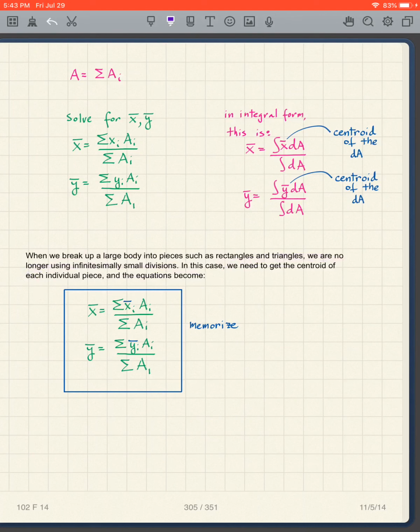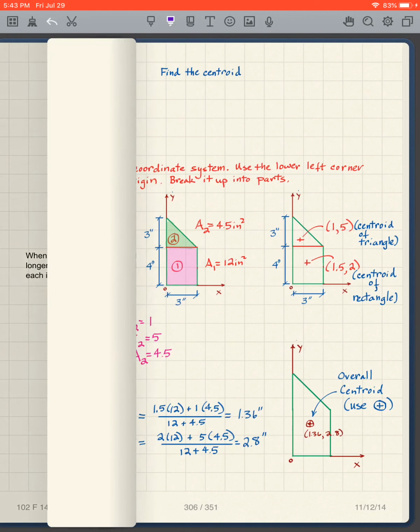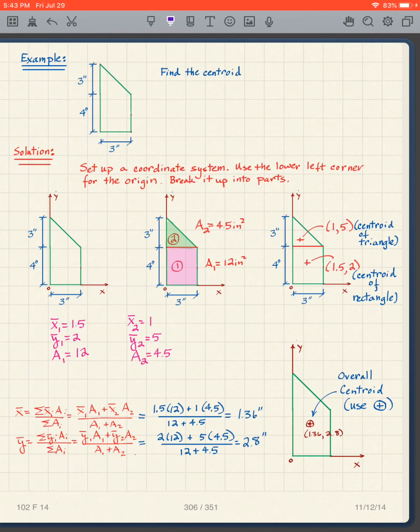And so then in the equations, instead of just being xi, it's got to be x bar i, and instead of yi, it's got to be y bar i. So you should memorize this, because you're going to be using it in later classes. As an example, find the centroid of this whole shape.